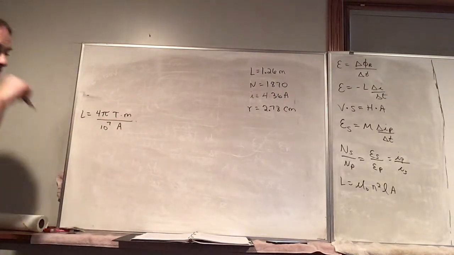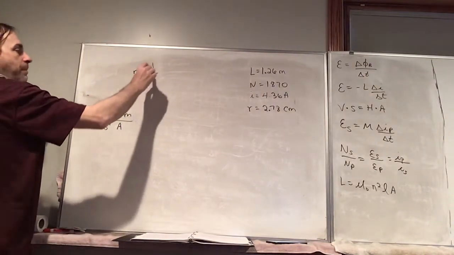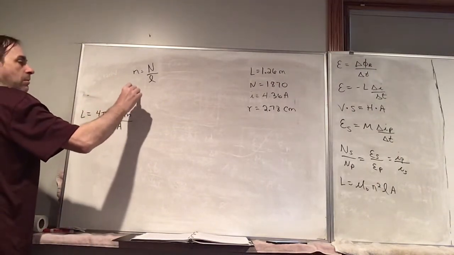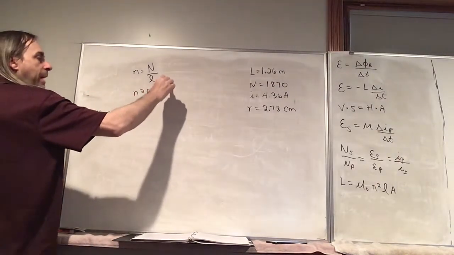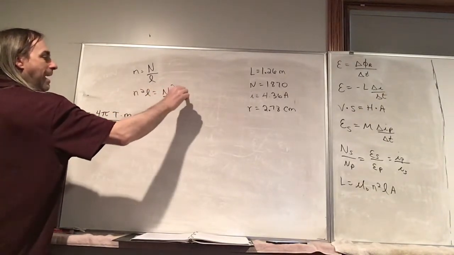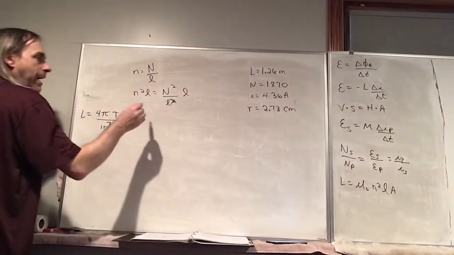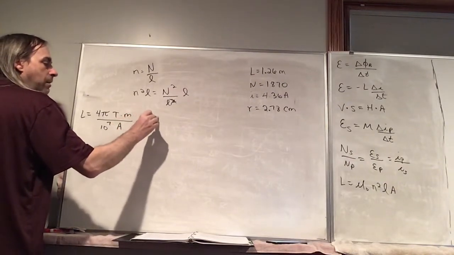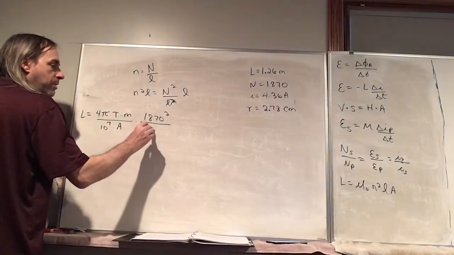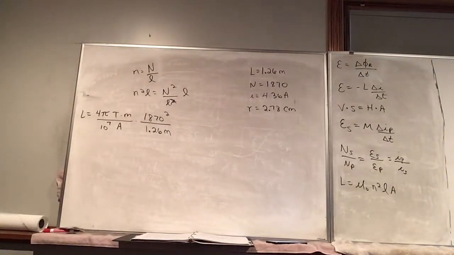Now, little n is big N over L. So here we have n squared L, so we'd have big N squared over little l squared times L. So this is going to be N squared divided by the length. So we have 1,870 squared divided by 1.26 meters. So that covers the little n squared L.